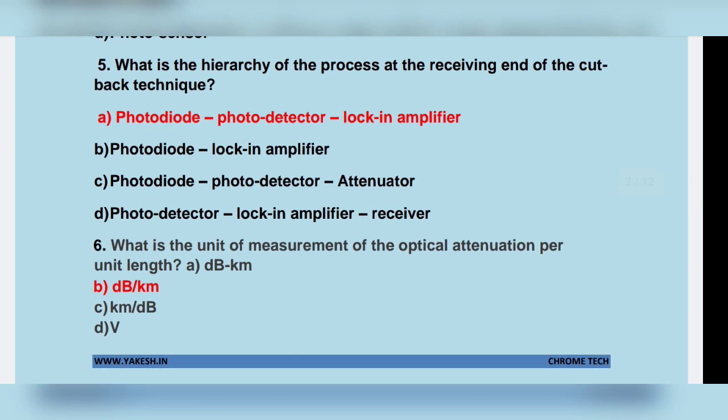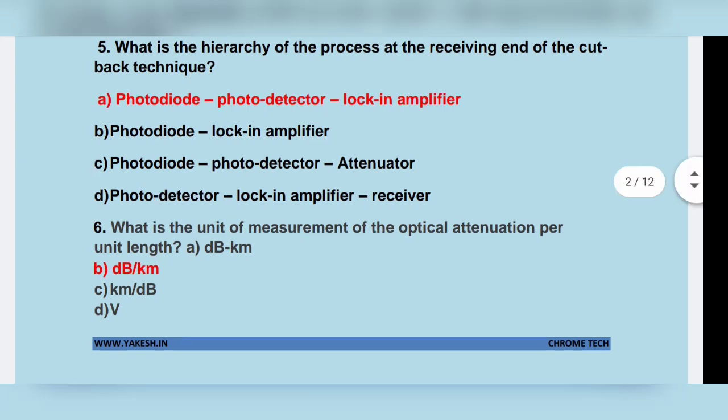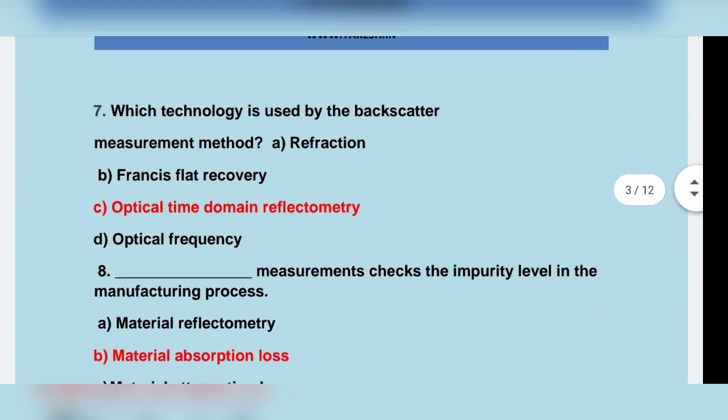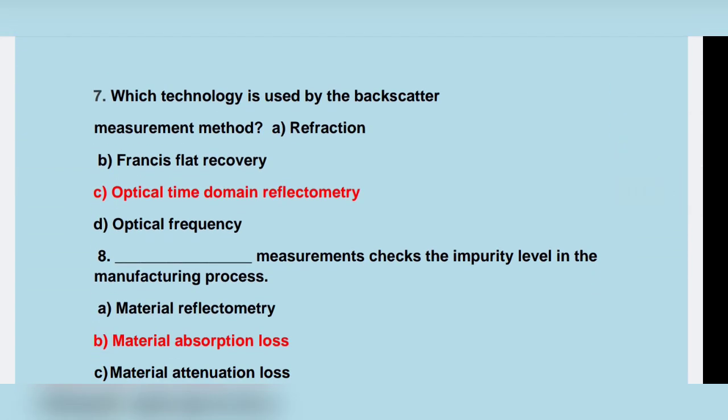What is the hierarchy of process at the receiving end of the cutback technique? Option A. Photodetector, lock-in amplifier. Next question. What is the unit of measurement of the optical attenuation per unit length? Option B. dB per kilometer. Decibel per kilometer.